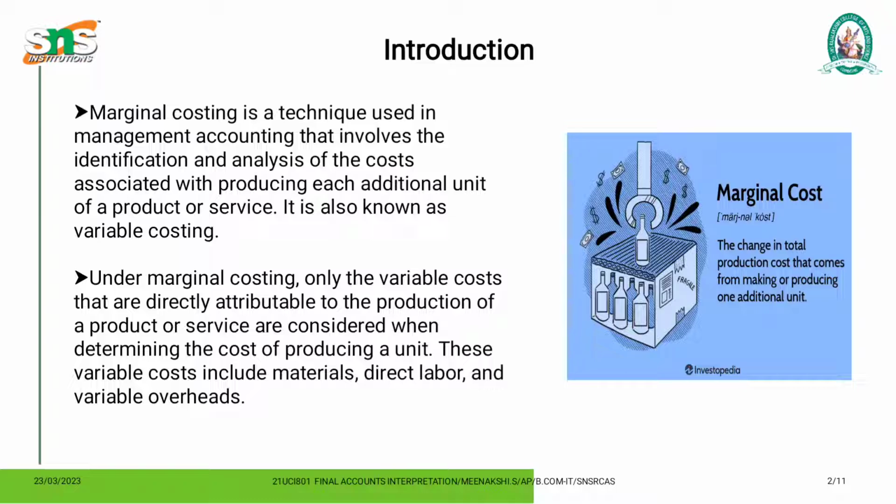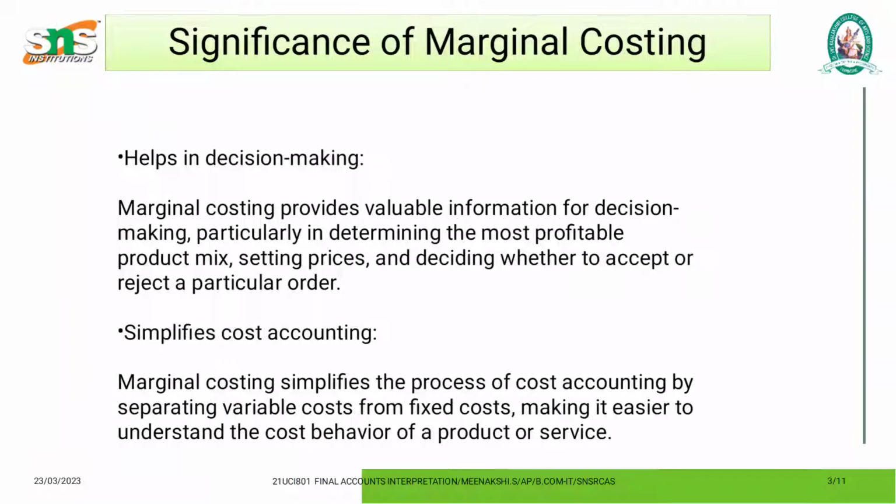That change from 2000 rupees to 2400, the difference in the total production, is called marginal costing. So simply we can say it is the change in total production cost that comes from making or producing one additional unit. I hope you are clear with what you mean by marginal cost. Now we can move to the significance. Why do we understand marginal costing? What is the use of knowing marginal costing?